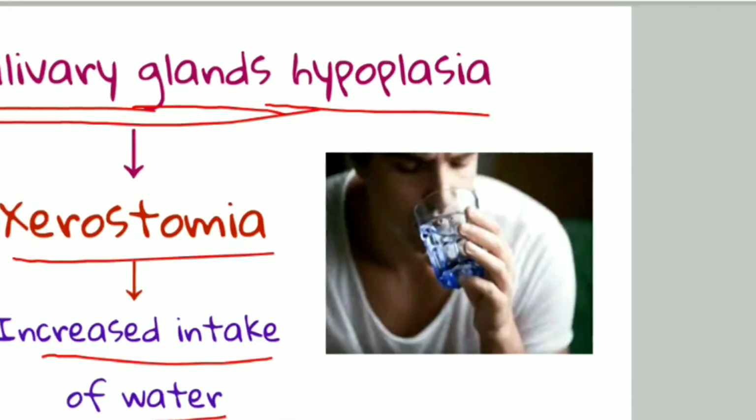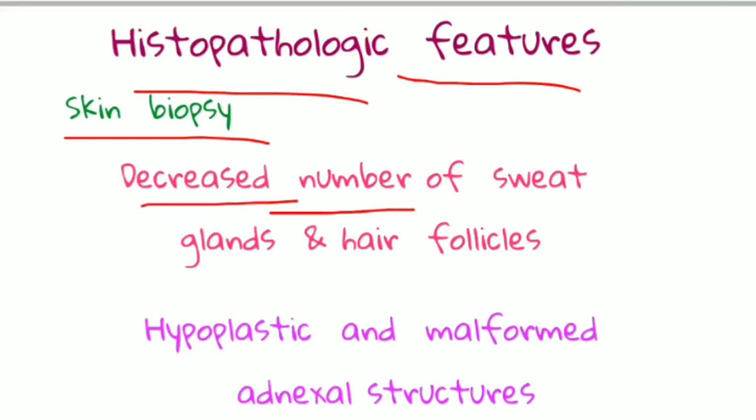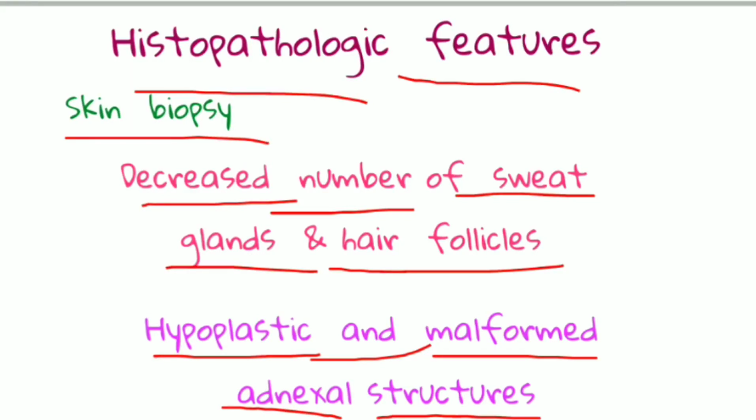Now next, moving forward to histopathological features. So for the histological findings we will do a skin biopsy. So what we will see is a decreased number of sweat glands and hair follicles, and also there will be hypoplastic and malformed adnexal structures. So these were the histological features.